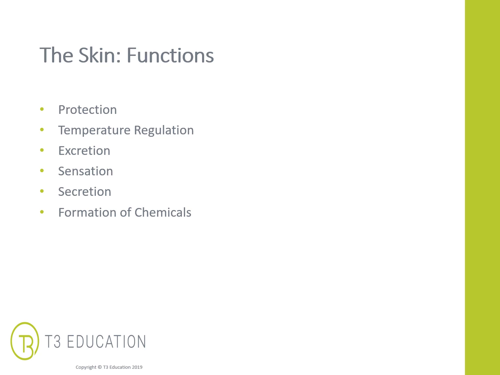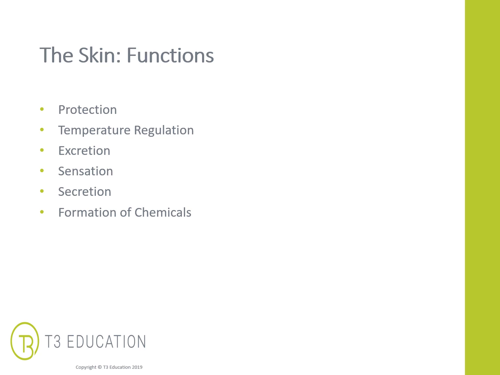Finally, the formation of chemicals. Vitamin D formation. This is essential for the formation and maintenance of bone, working with calcium, but it is stimulated by UV light, which converts a fatty substance in the skin into vitamin D. This vitamin D circulates the body via the blood, and excess levels are stored in the liver before being eliminated.